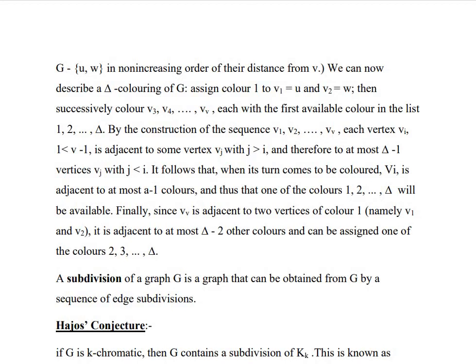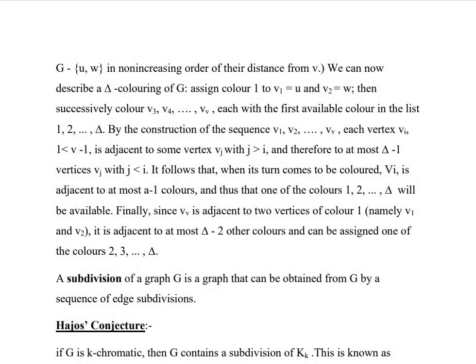each vertex vi, 1 less than i less than n, is adjacent to some vertex vj with j greater than i, and therefore to at most delta minus 1 vertices vj with j less than i. It follows that when its turn comes to be colored, vi is adjacent to at most delta minus 1 colors, and thus one of the colors 1, 2, etc., up to delta will be available.